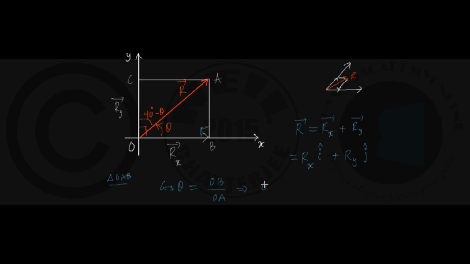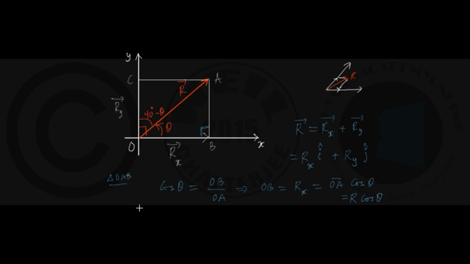OB, which incidentally is nothing but the magnitude of Rx vector, that is coming out to be OA cos theta, but OA once again is the length of R vector, which means it is magnitude of R. So Rx is R cos theta, that is my first result.